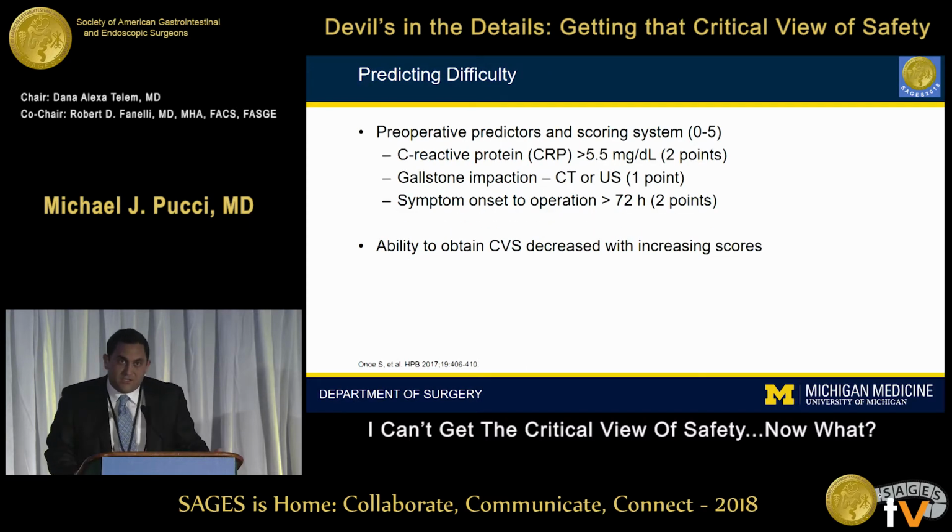So can we predict a difficult gallbladder in the preoperative setting? This is one study of several that identified several factors based on a logistic regression model, and those are elevated CRP, an impacted gallstone on preoperative imaging, and prolonged symptom duration prior to operation. What they found with this scoring system is that the higher the score, the lower the likelihood of being able to achieve a critical view of safety.